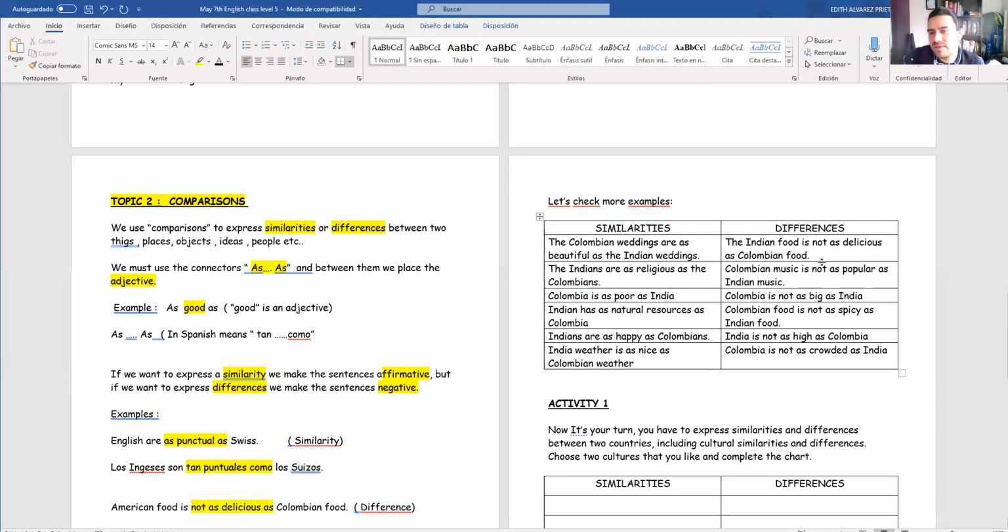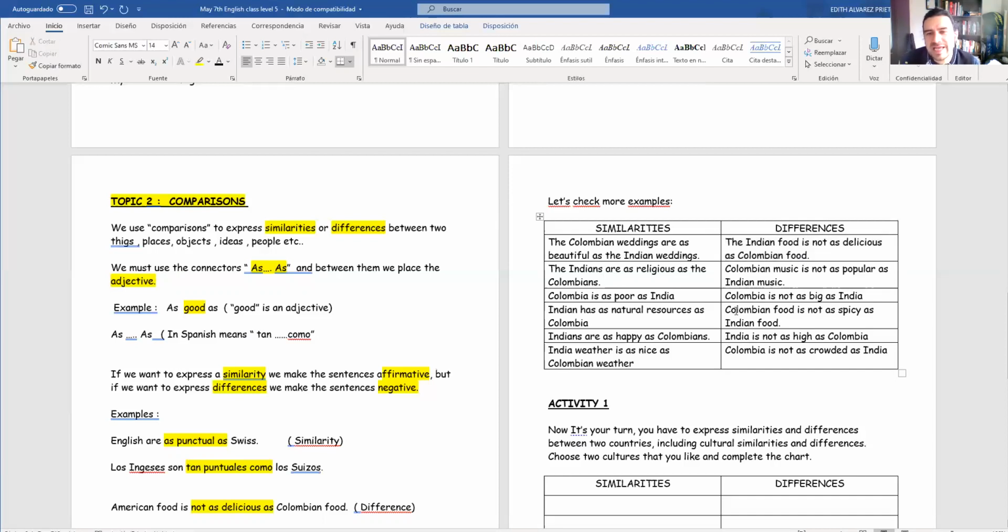Similarity. Difference, aquí una diferencia. The Indian food is not as delicious as Colombian food, ¿ok? De pronto algún hindú no está de acuerdo, pero bueno, it's my opinion, ¿ok? Indian food is not as delicious as Colombian food. ¿Okay? Aquí sí va un poco la colombiana. La comida hindú no es tan deliciosa como la comida colombiana, ¿ok? Some people think different, ¿ya?